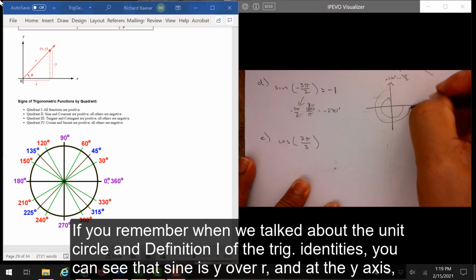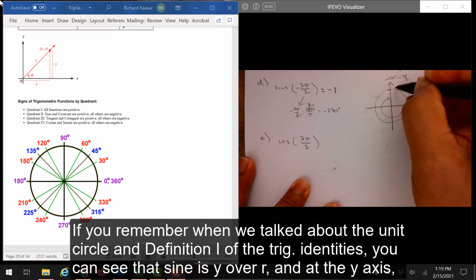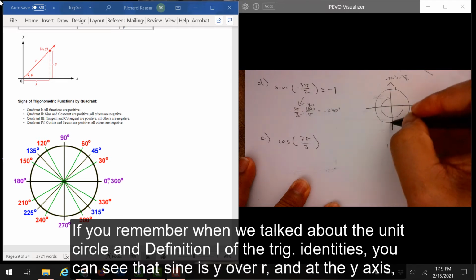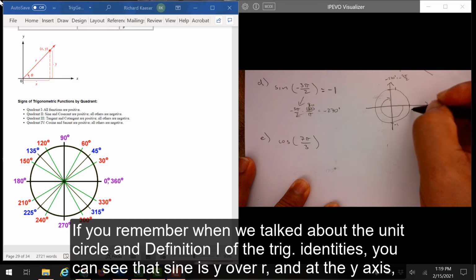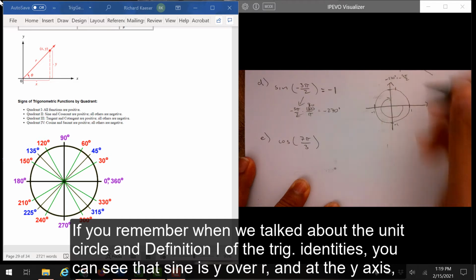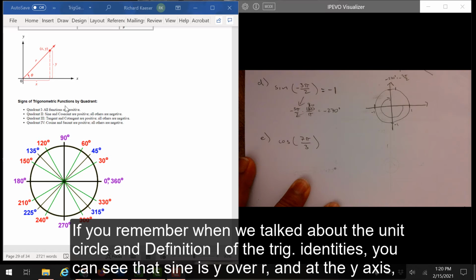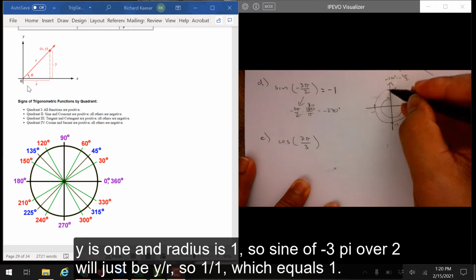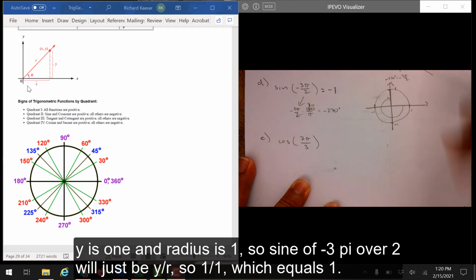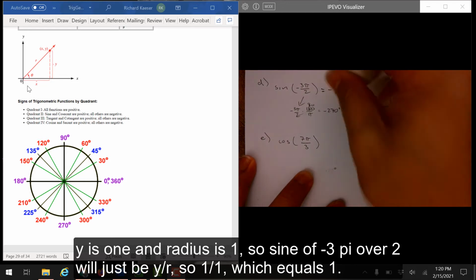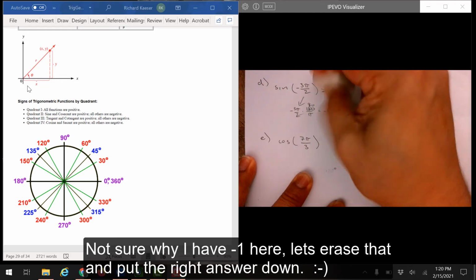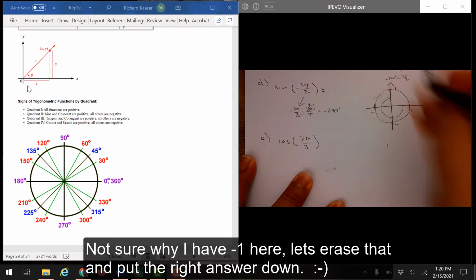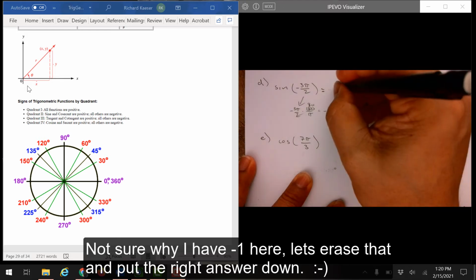If you remember when we talked about the unit circle and definition 1 of the trig identities, you can see that sine is y over r, and at the y-axis, y is 1 and radius is 1. So sine of negative 3 pi over 2 will just be y over r, so 1 over 1. Not sure why I have negative 1 here. Let's erase that and put the right answer down.